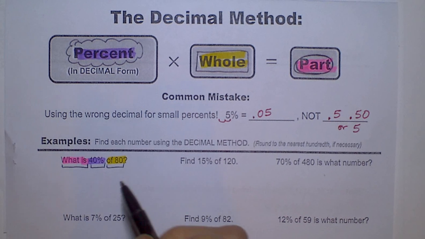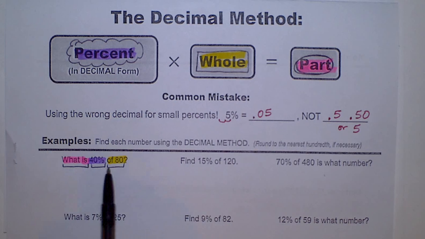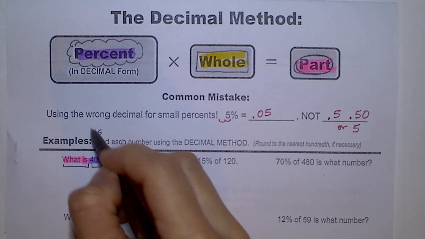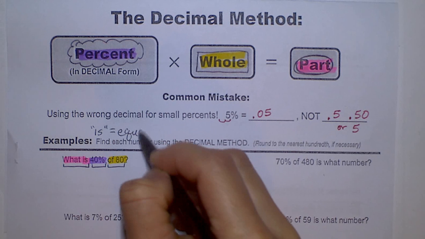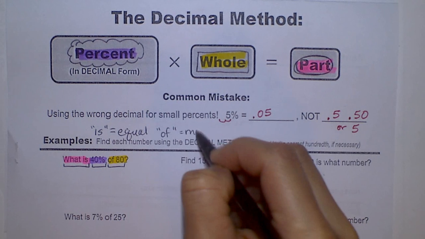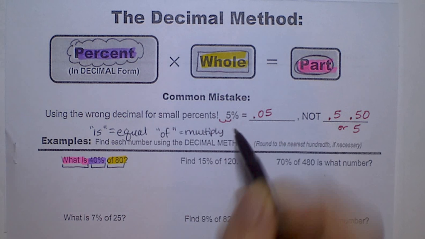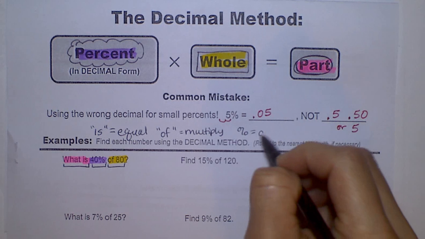Now these keywords also mean other things when we're doing equations. So the word is typically will refer to the equal sign, and the word of typically means multiply. And don't forget, we need to change our percent into a decimal.